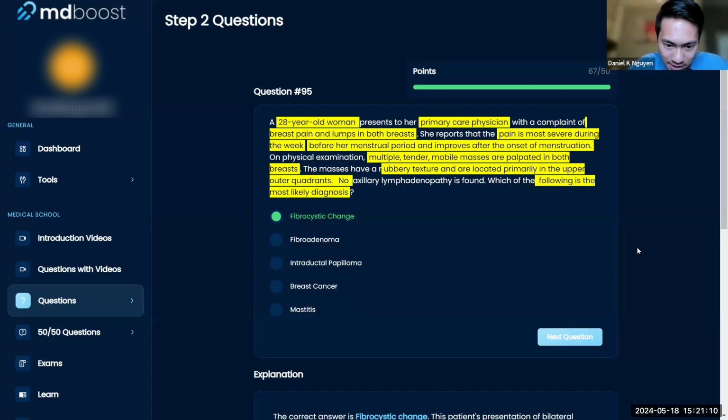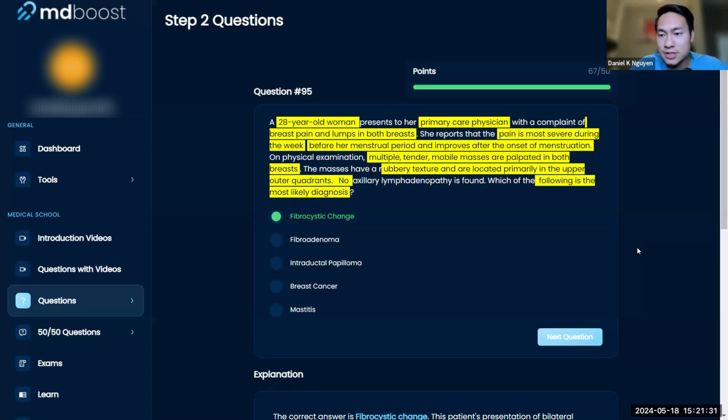Similarities is that they're both benign, right? They're both cyclical, and so they're premenopausal, right? So someone that's going through puberty, her menstrual cycles, and they fluctuate based off hormones. So both of them fluctuate through hormones. So they'll get more tender when you're having your menstrual period, right? And then they won't be tender after.